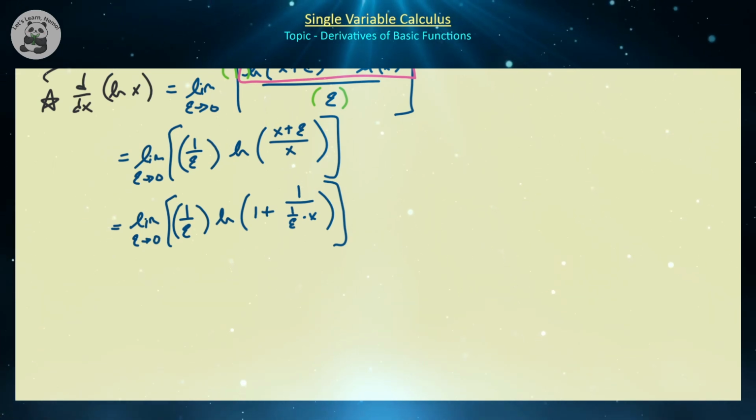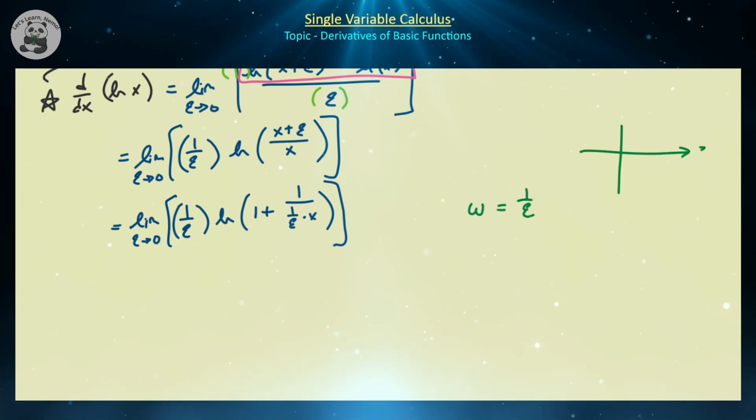Now, I'm going to define a new variable here. I'm going to call this omega, and I'm going to call omega to be equal to 1 divided by epsilon. So omega is a function of epsilon, so what does it look like? So let this be the epsilon axis and this be the omega axis, so then we should know that this function looks like this, right? It's just y is equal to 1 over x, just with different variables.